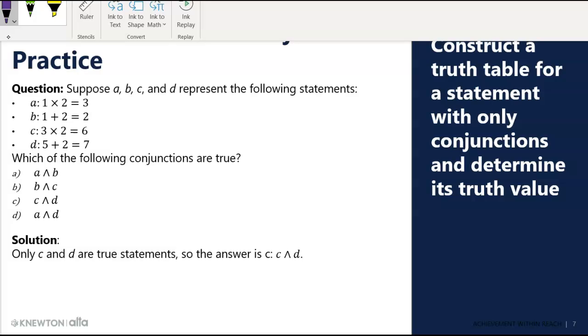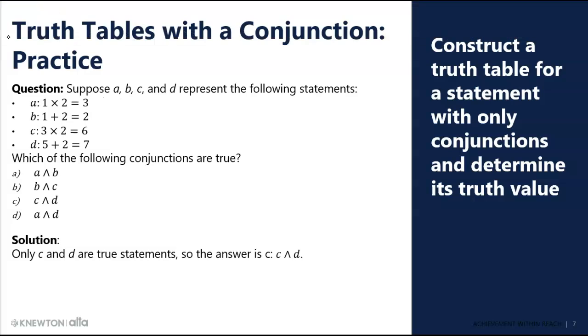So it might be helpful to write down the truth value for these statements. 1 times 2 is not 3, so statement A is false. 1 plus 2 is not 2, so statement B is false. 3 times 2 is 6, so C is true. 5 plus 2 is 7, so D is true.